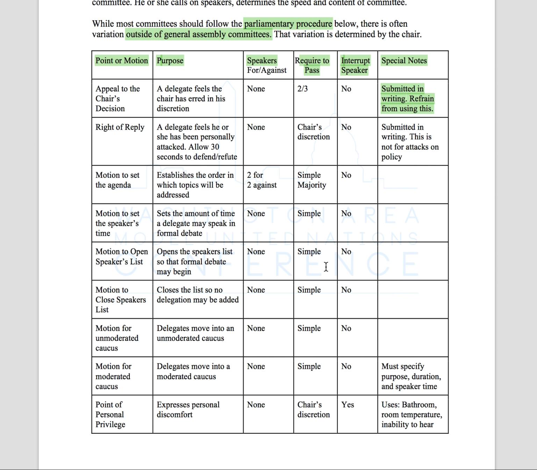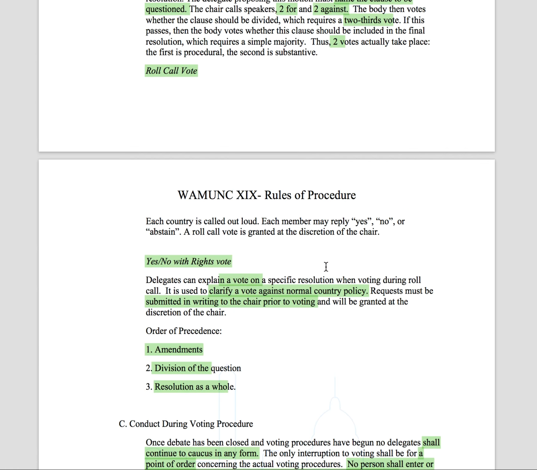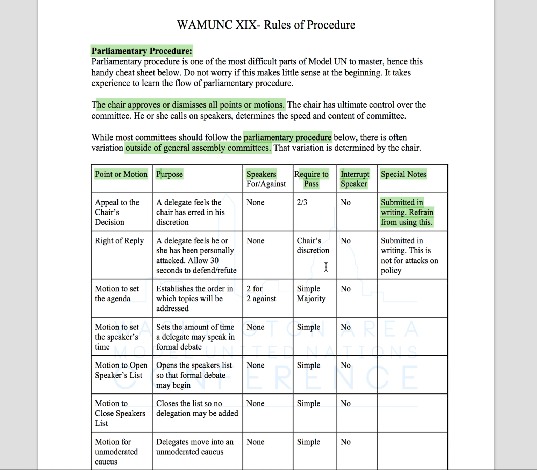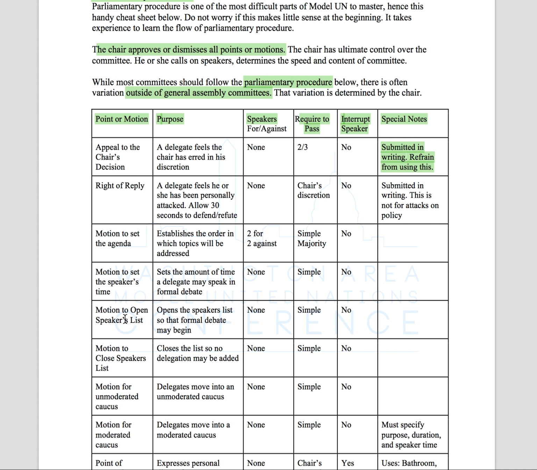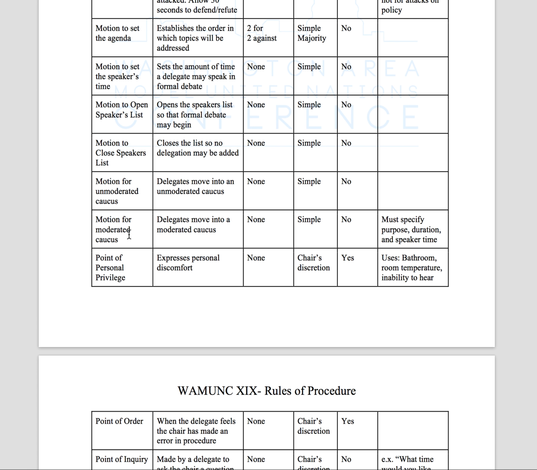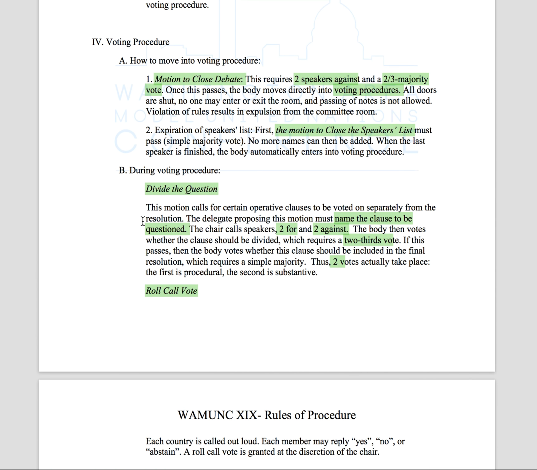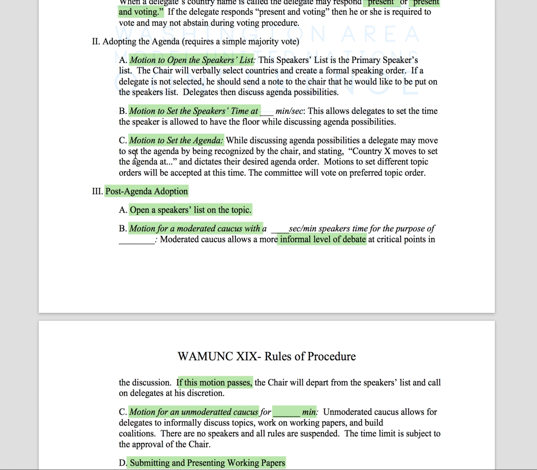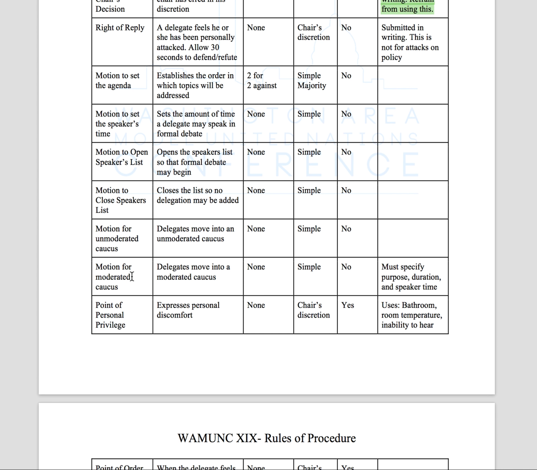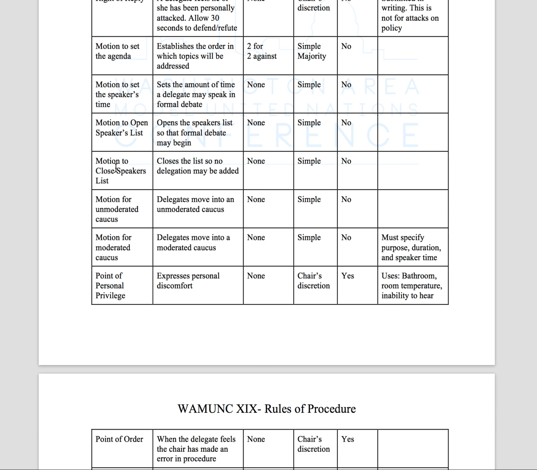So here's a list of motions. Please look at the list of motions within the context of the overall procedure and when you might use them. The main ones are the motion to open the speakers list and to set the speaker's time at the beginning, then to set the agenda at the beginning. Those are all at the beginning. Then motions for moderated and unmoderated caucuses happen during the committee, and you can also open a speakers list on various topics. So you can have a motion to open a speakers list on a specific topic if you'd like, I believe.